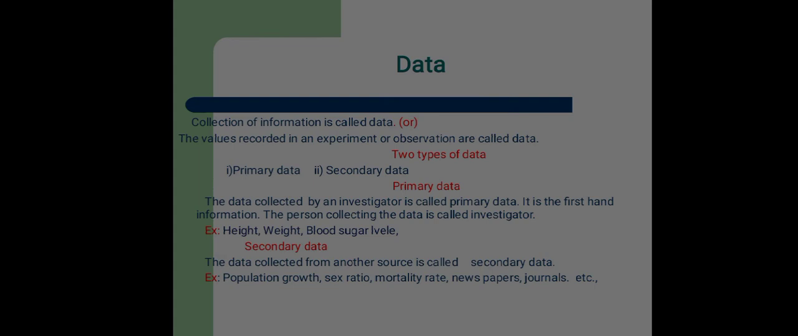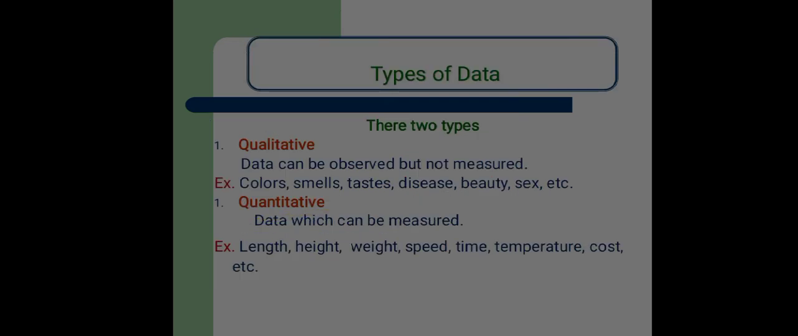Secondary data: the data collected from another source is called secondary data. Example: population growth, sex ratio, mortality rate, newspapers, journals, etc. Types of data: there are two types of data available: qualitative data and quantitative data.